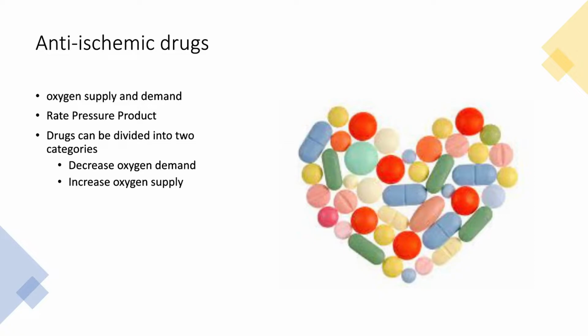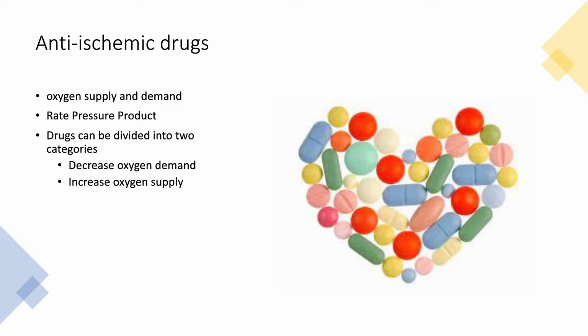And just real quick before we get into them, I just want to mention rate pressure product. This is a measure of the heart's oxygen demand. The higher the rate pressure product, the higher the oxygen demand. And so what we say is any drug or activity or anything that increases heart rate or blood pressure increases the rate pressure product and therefore increases oxygen demand.